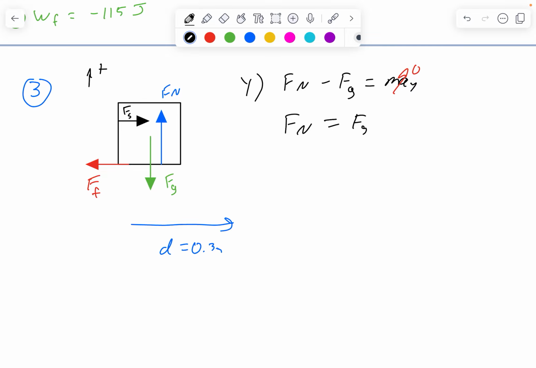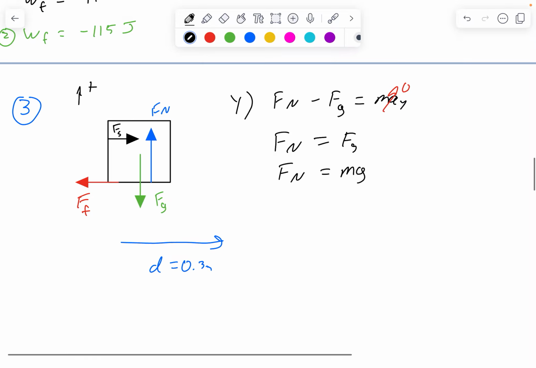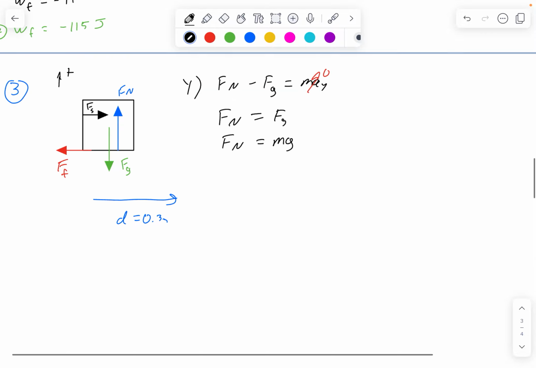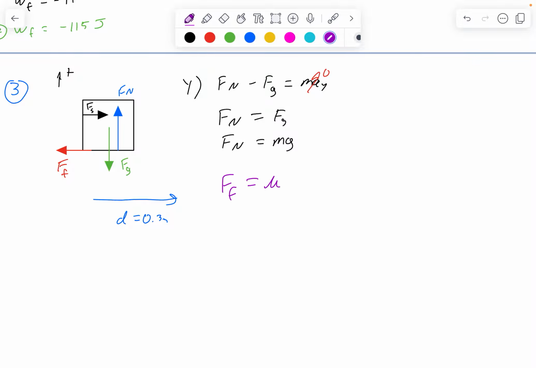So Fn minus Fg is equal to 0, so move that Fg over, and Fn is equal to mg. Now, why do I care about that? Ultimately, what I'm really after is the coefficient of friction, so I've got to get that in there somehow. I always remember that friction is the force that makes physics fun. F of f is equal to mu F of n.